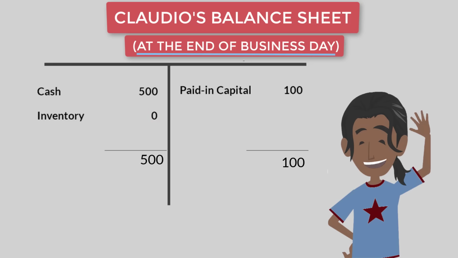If we look at Claudio's balance sheet at the end of the day, we can see that the total value of assets, the left side, is 500 euros. That's the cash he came home with. On the credit side, we only have 100 euros. The balance sheet is out of balance. As we know, this can't be. Both sides always need to be in balance. So what's wrong here? The missing component is the profit he made during the day.